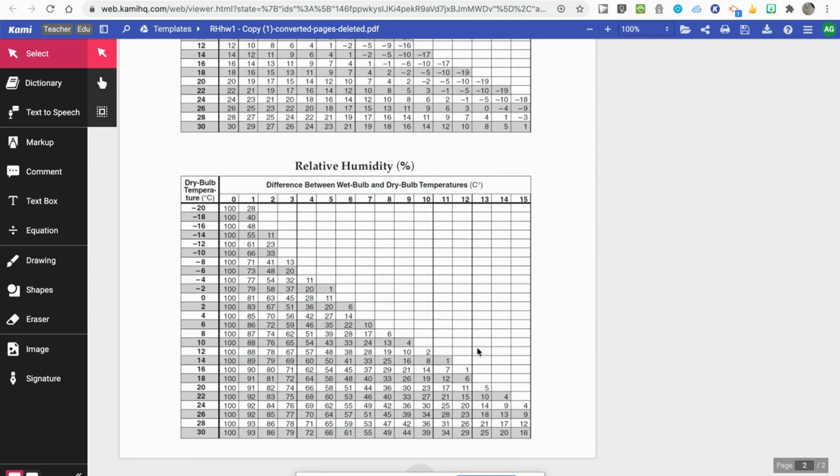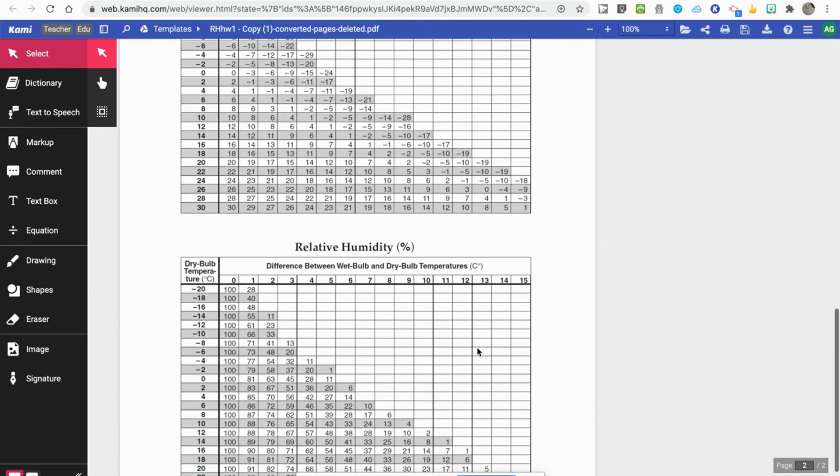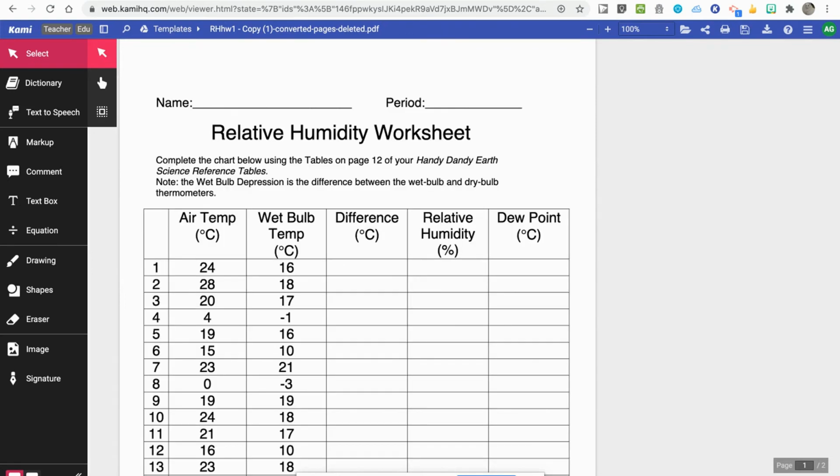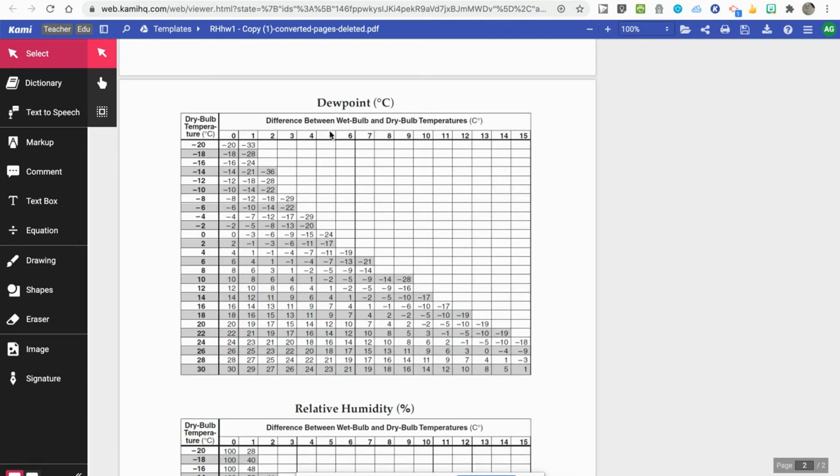Okay, so in order to find, before we can go ahead and do the dew point, let me go back, is that you can see there's a wet bulb temperature. And then here for the difference, that is going to be your dry bulb temperature. So if you look for your dew point, okay, you're going to be looking for the difference between the wet and the dry bulb. And then this is going to be for your dry bulb temperature. Okay, so let me go back.